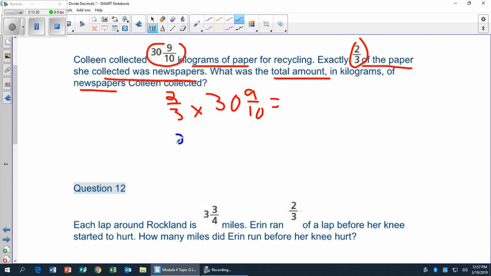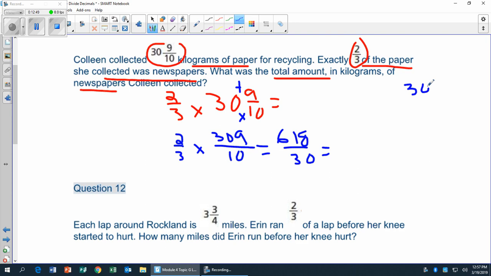So we're going to rewrite our 2/3, and we're going to change the mixed number to an improper fraction. So 10 times 30 is 300, plus 9 is 309. And we keep the denominator the same, which is 10. And we end up with 618 over 30. And we have to do some division. Some of you might have to go to the side like this to help you because it's too big of a number to do in your head, and that's totally okay to do and actually encouraged to do.